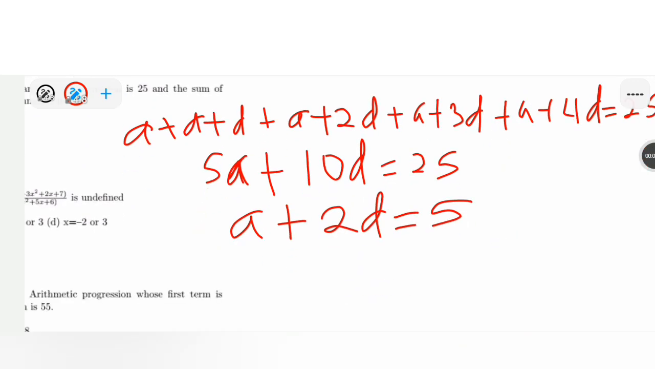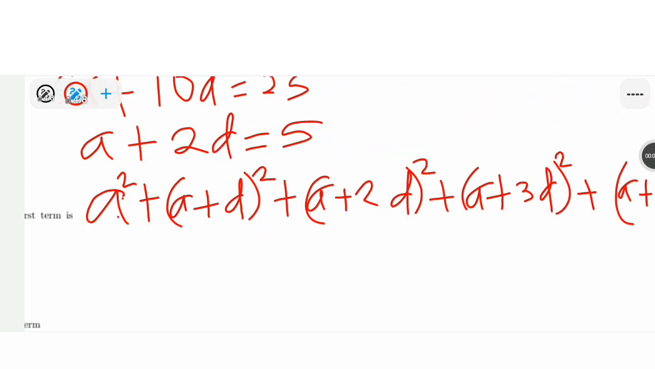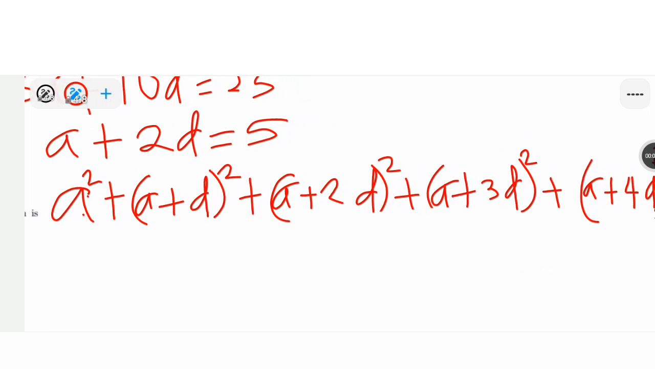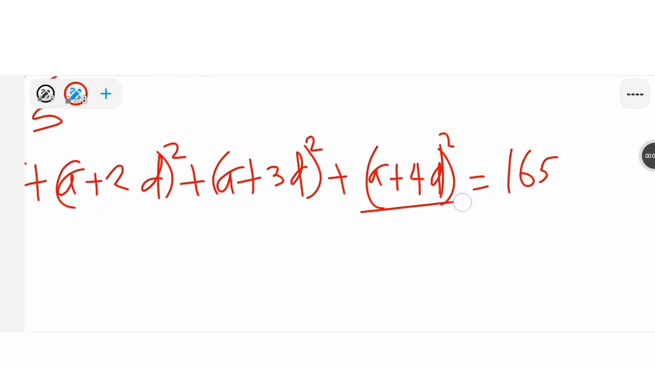Then you're told that the sum of the squares is 165. So that means if you square all these guys and you add them, you're going to get 165. So look at what you're going to do. You need to square the terms and add them. So that will be a squared plus a plus d squared, a plus 2d squared, and so on like that, up to the last one. Everything equals 165 from the question.